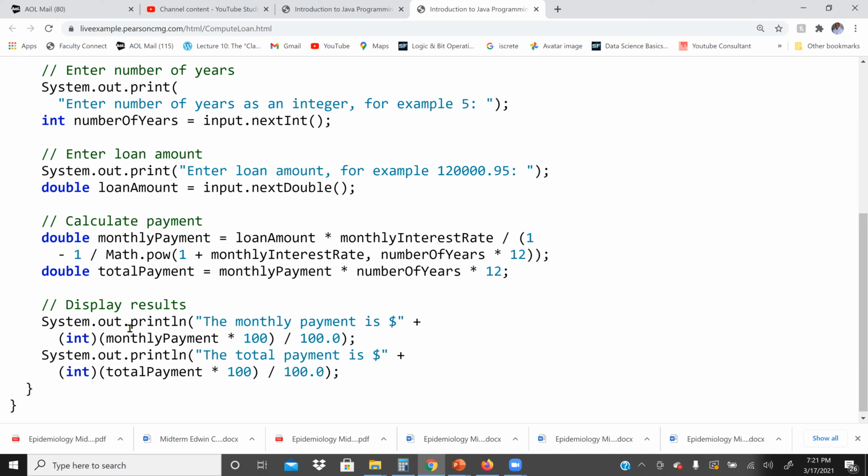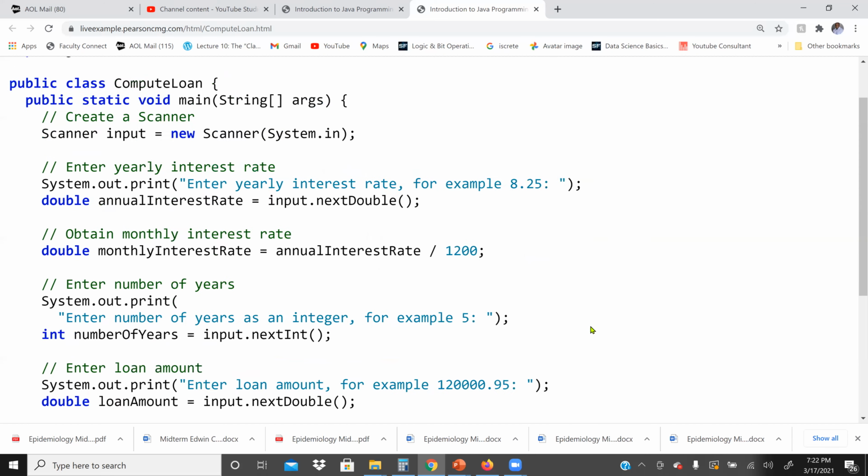We display our result, that is the output. So here we say System.out.println, the monthly payment is whatever amount we were able to calculate, times 100, divided by 100.0. That will be the monthly payment. Then the total amount is whatever we have as total amount. And here also you can see that we are casting it. We talked about casting, changing it to int. And then we display our result. So let's run this program and see.